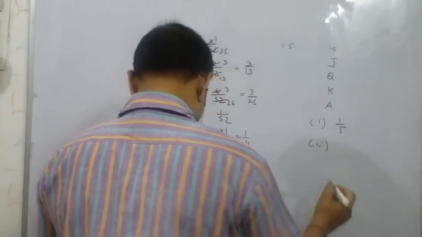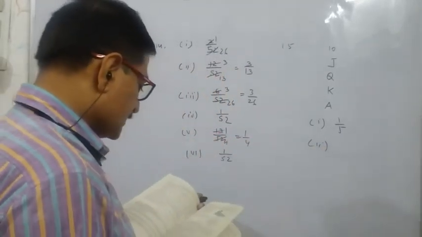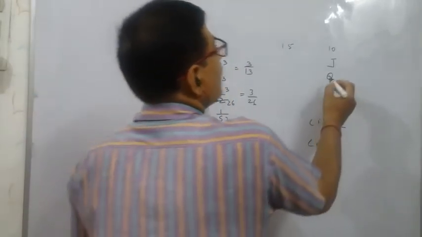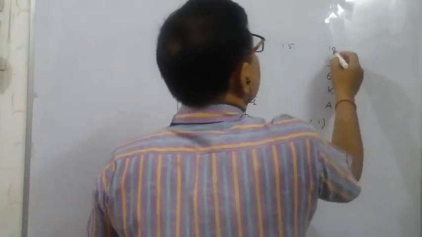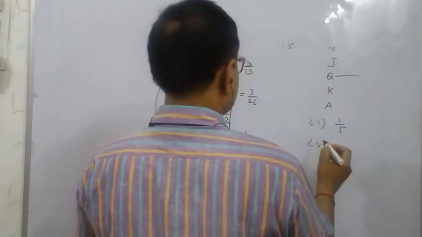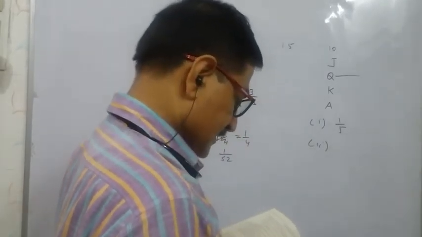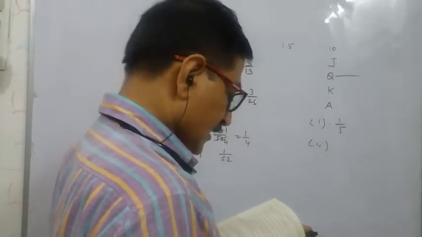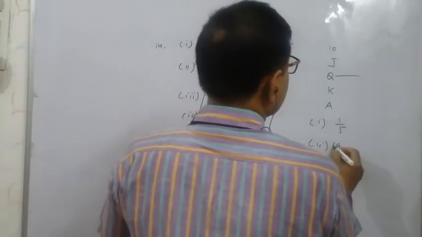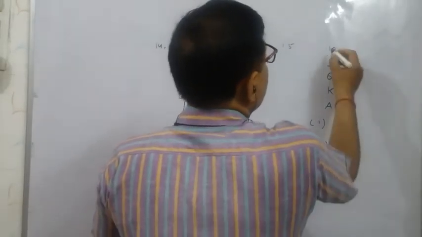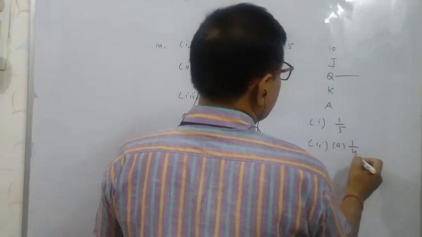Second, the queen is drawn and put aside. Now the queen has been removed from there. Then how many cards remain? 4. 4 cards are there. And what is the probability that the card is an ace? Because ace is the only one and, out of 4, queen is removed, so 1 by 4.